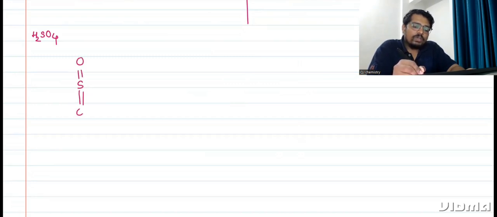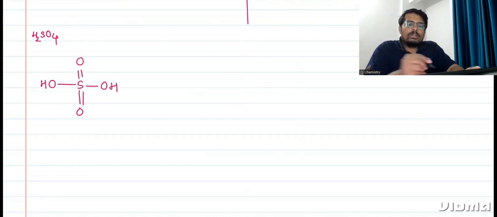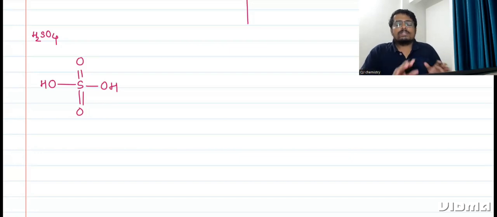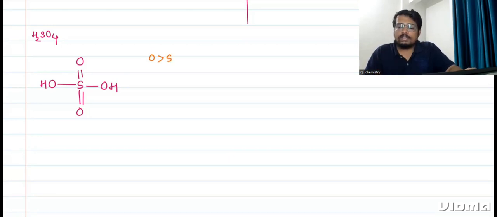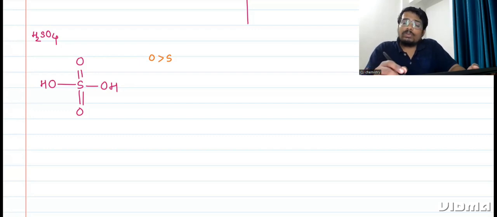Next example is H2SO4. This is the structure of sulfuric acid, H2SO4. Let us find the oxidation state of the central sulfur atom. We know that oxygen is more electronegative in comparison with sulfur. Okay, so oxygen and sulfur belong to the same group of the modern periodic table. We know that on moving down the group, electronegativity decreases. So oxygen is more electronegative in comparison with sulfur atom.